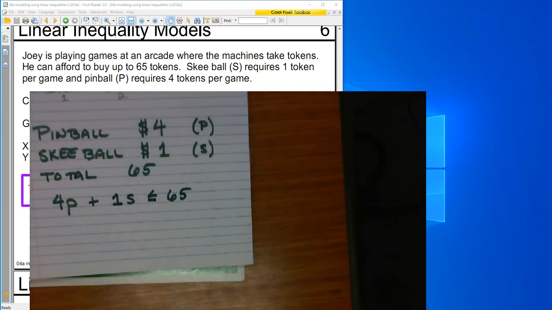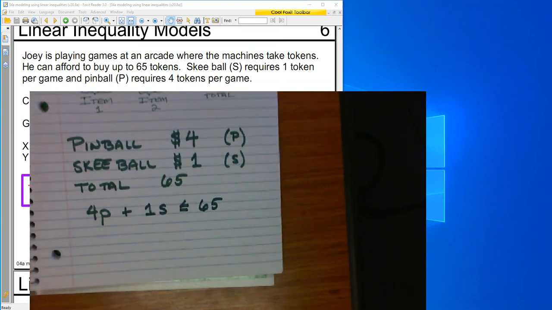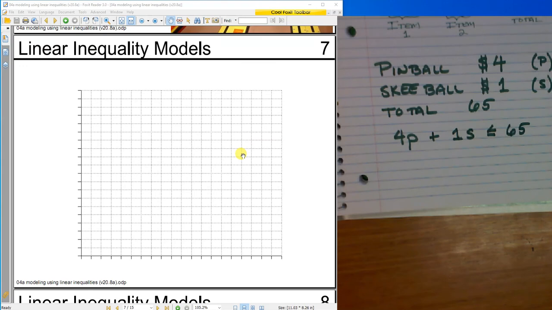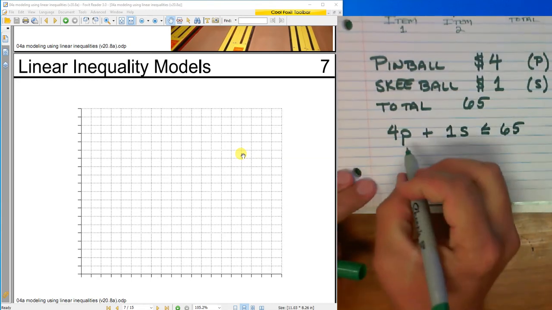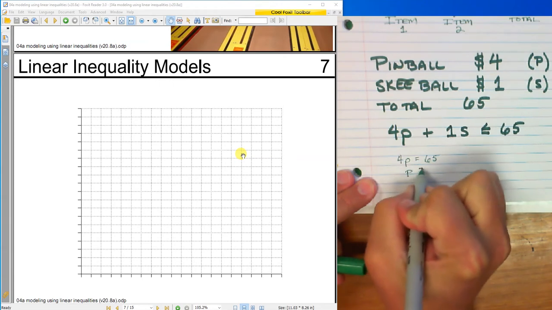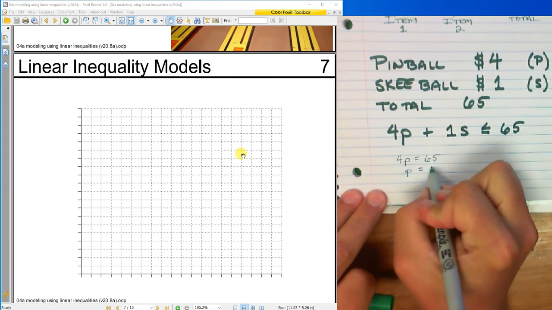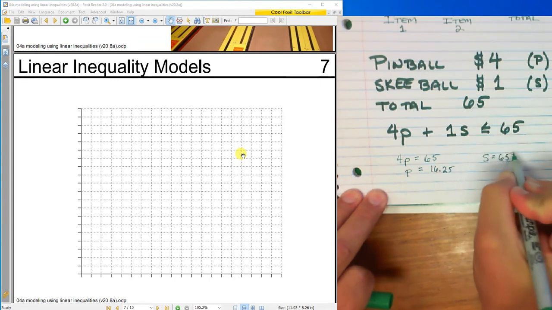Now, could we graph this thing? Absolutely, we can graph this. It's standard form, so I'm going to graph it. Now I have to really think about the scale on this. So 4p equals 65, which means p equals 65 divided by 4. So p equals 16.25 and s equals 65.